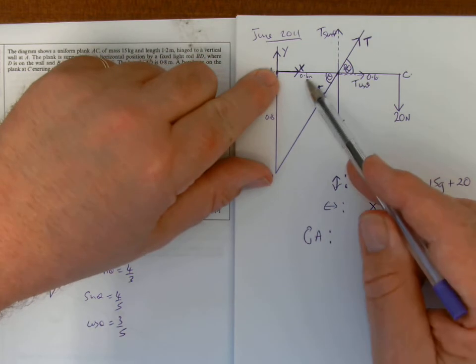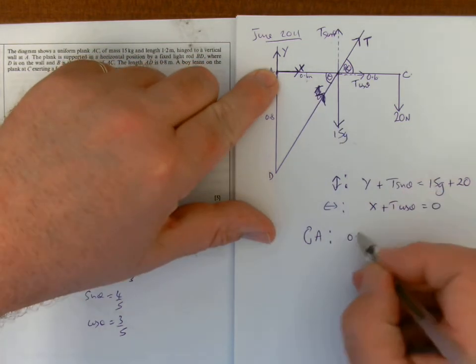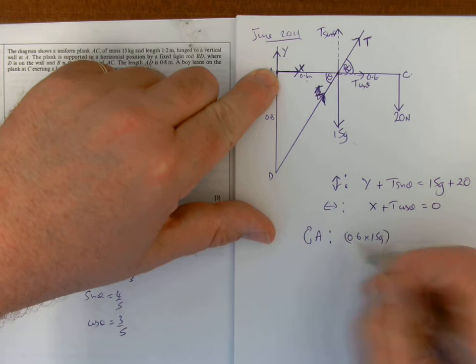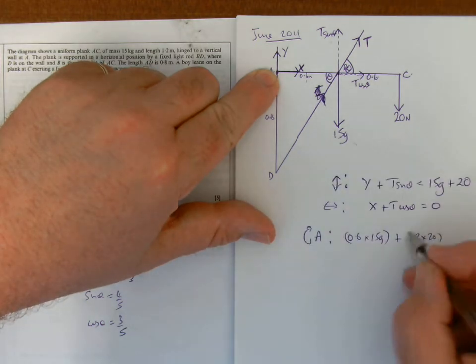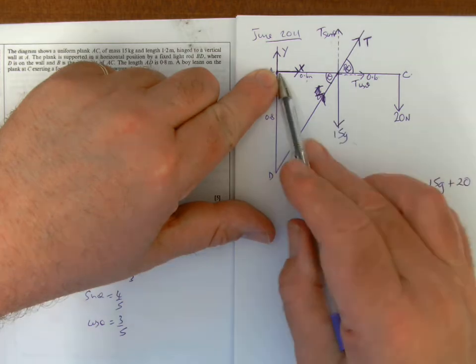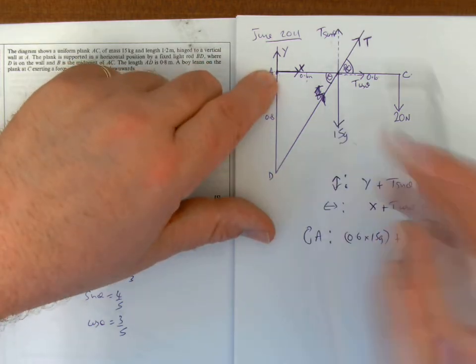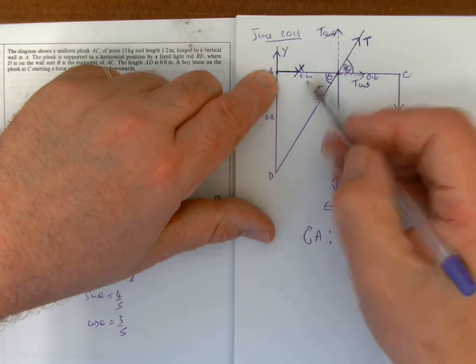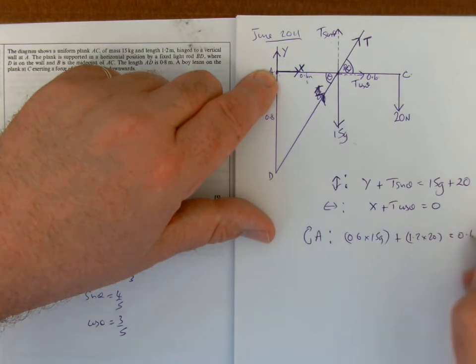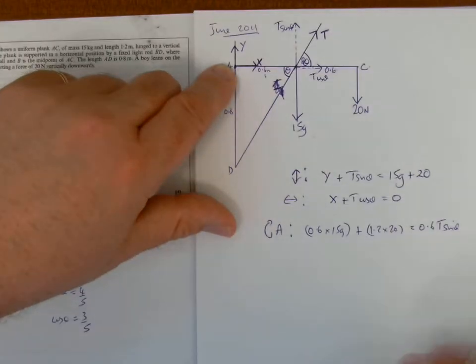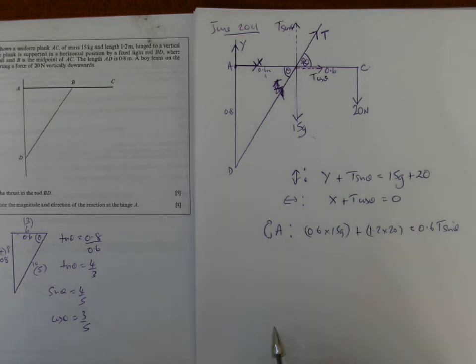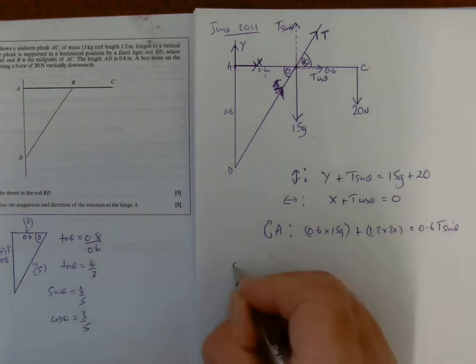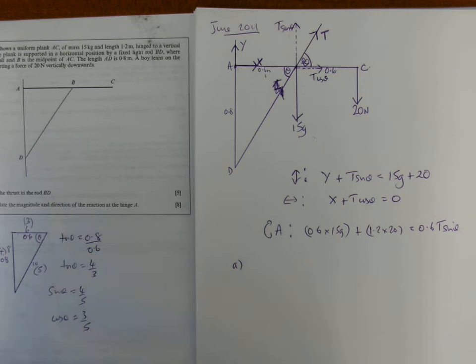So the clockwise moment will be 0.6 times 15g plus 1.2 times 20, since it's 1.2 away from the point about which I'm taking moments, equals the anti-clockwise, 0.6 T sin theta. So I've worked out everything really. It's just a matter now. Part A wants the thrust in the rod BD, so I want to calculate T.